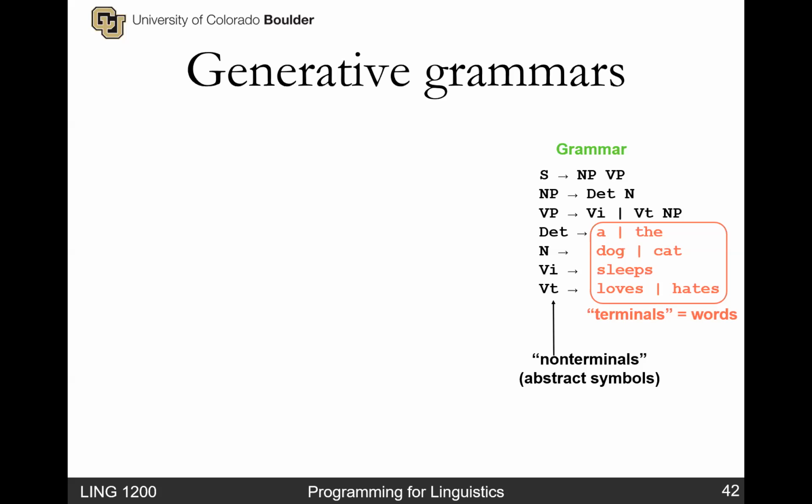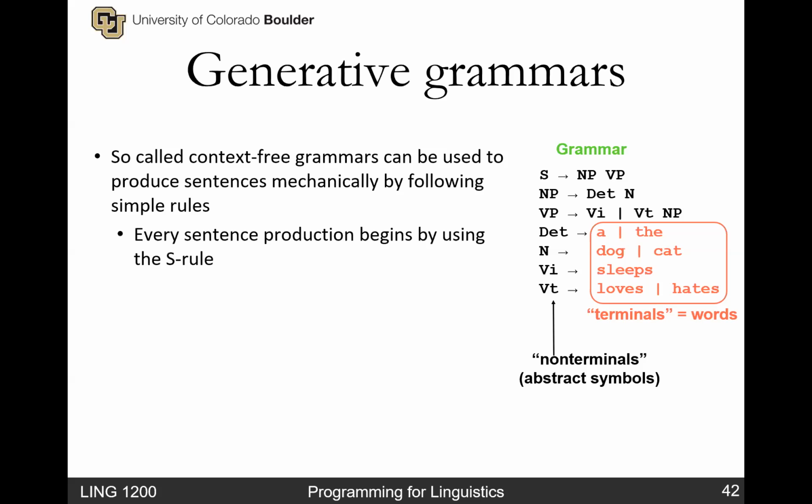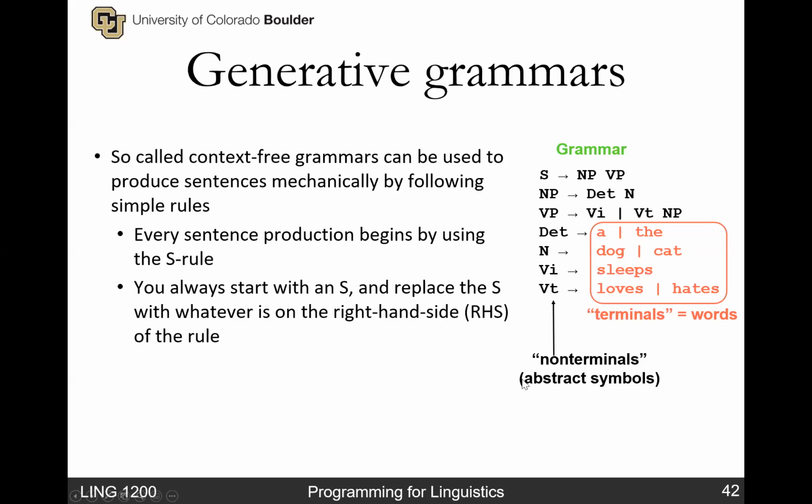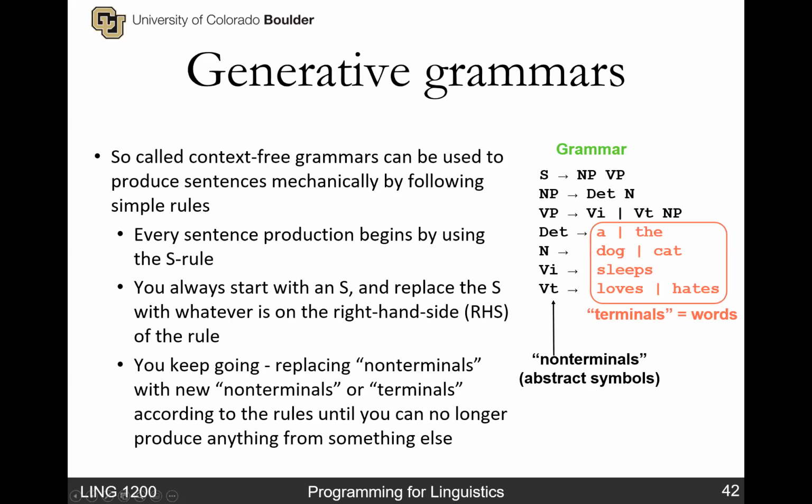So we talked about that and how we can do that. This is called a context-free grammar, and by following these rules, every sentence can be produced. The rule is that you have to start with the S rule, and then you can replace that with whatever's on the right-hand side. So in this case, a noun phrase and a verb phrase. And then you keep on going until you've produced a sentence. You get down to these non-terminal nodes.